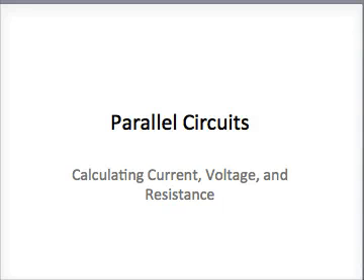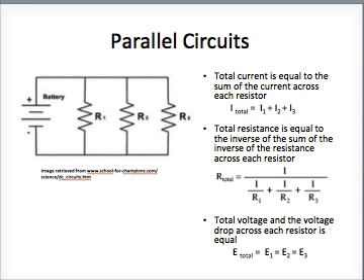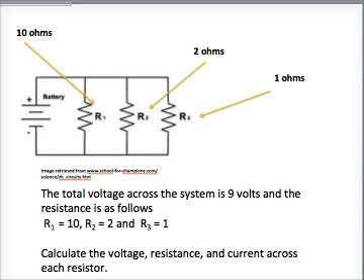Parallel circuits, calculating current, voltage, and resistance. In a parallel circuit, the total current of the circuit is additive. It is found by adding the current across each resistor. The resistance of the circuit is found by adding the inverse of each resistor and then taking the inverse of your answer. The voltage across each resistor is equal, as is the total voltage.